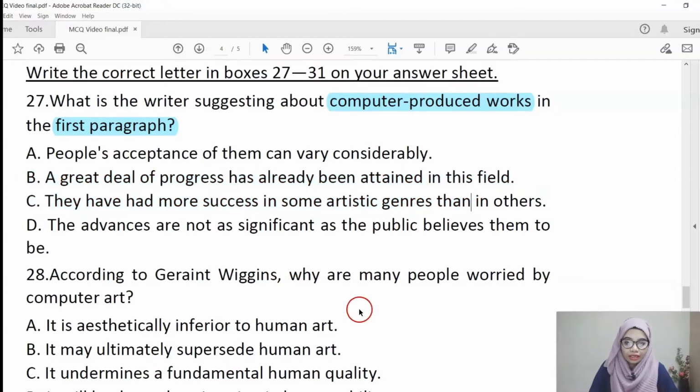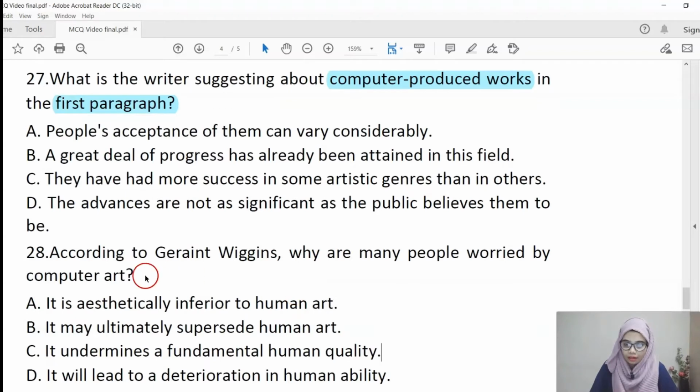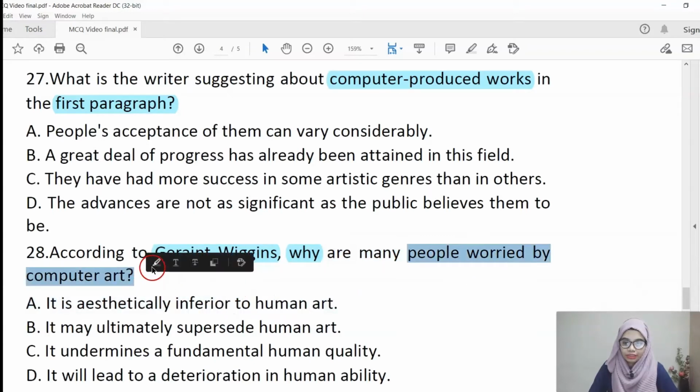Option B. Now, this is how we solve the first question. Let us move on to the second, which is number 28. According to Geraint Wiggins, why are many people worried by computer art? So now this is another good question, because it is specifically talking about one person, Geraint Wiggins. So this will be our keyword. Why are many people worried about computer art? So we have to answer this question, why? And the question is about people being worried about computer art. So these are our keywords.